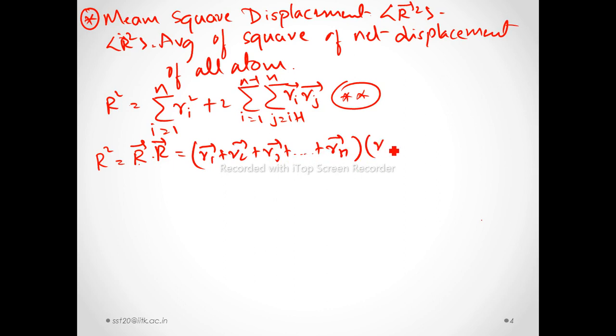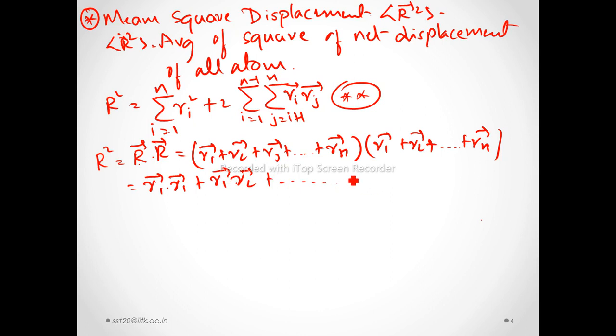Okay. Similarly, R1, R2 up to Rn. So after multiplying, each term we will multiply with another term. Then we will get R1 bar dot into R1 bar plus R1 bar dot into R2 bar, like this. We are multiplying with another term.